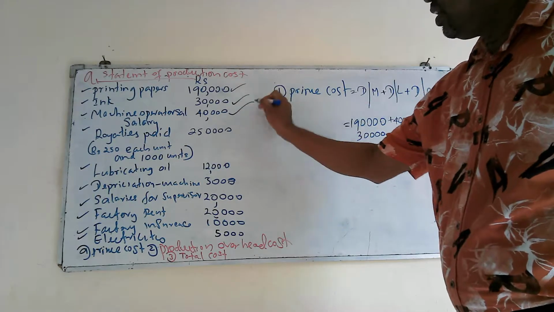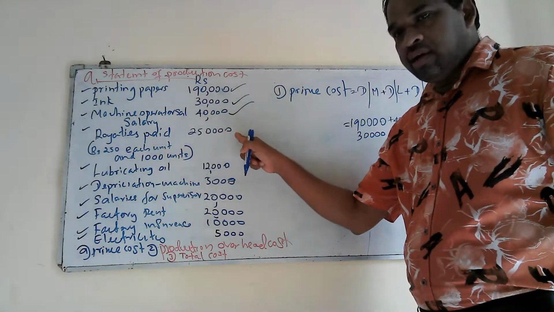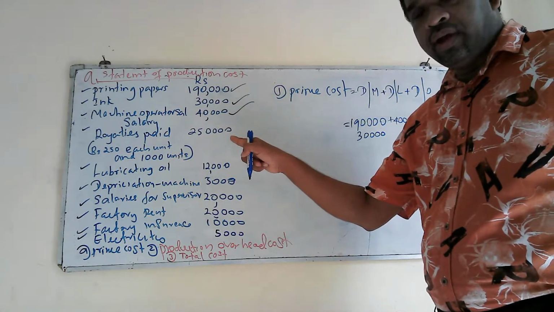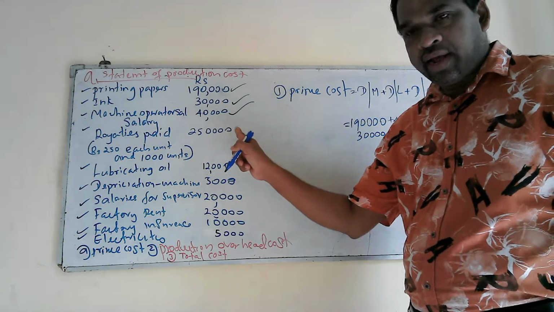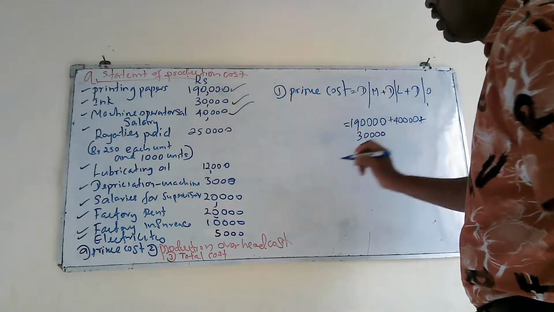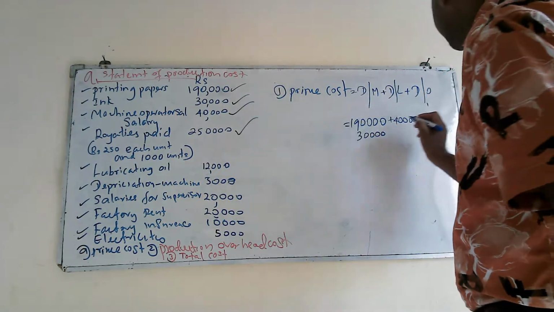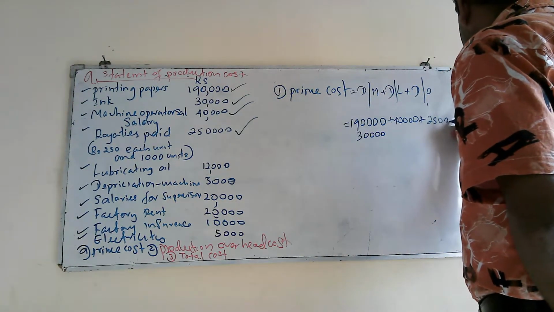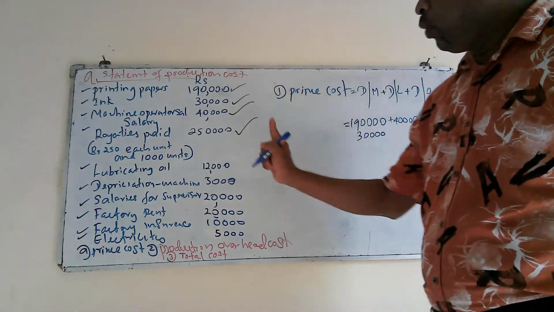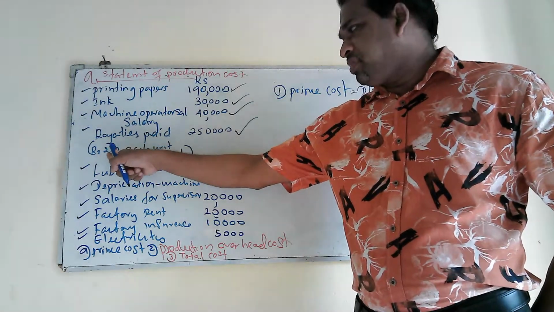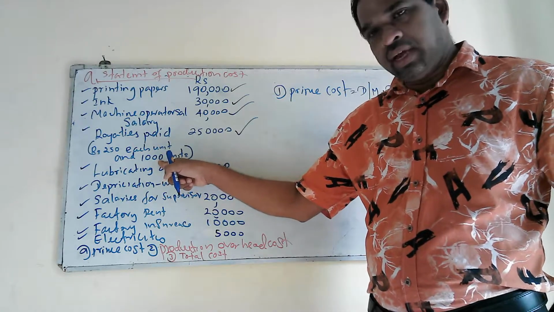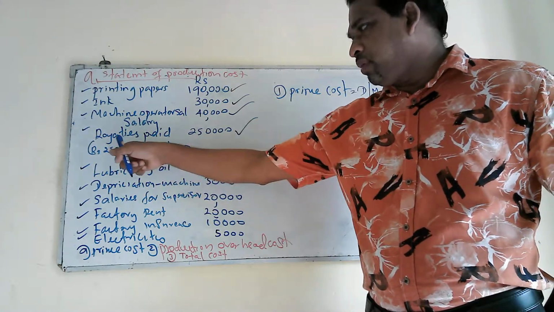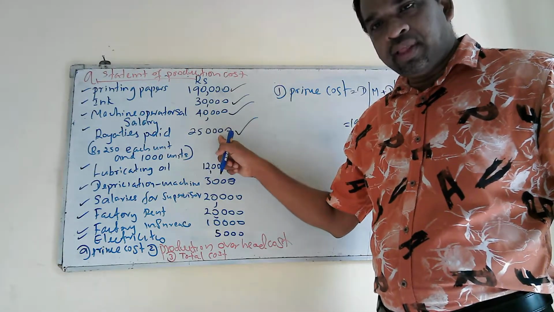Then royalty fee. Sometimes they may have paid royalty to the author of the book. That is a direct expense. It comes under direct other expenses. That is 250,000. Here they have paid 250 rupees for each unit. They have produced 1,000 units during the given period. 1,000 into 250, we have got 250,000.